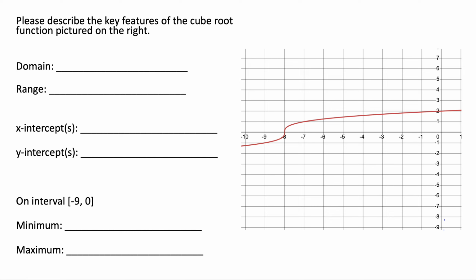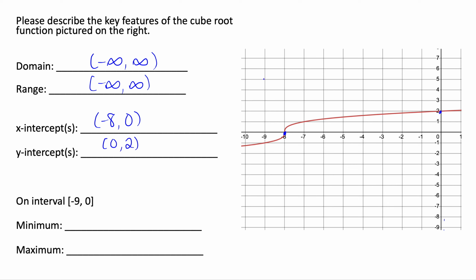So now let's look at this cube root function and describe its key features. So the domain is going to be from negative infinity to infinity because cube roots have no restrictions. And that's going to be the same thing with the range. The x-intercept will be right here at negative 8, 0. The y-intercept will be here at the point 0, 2.